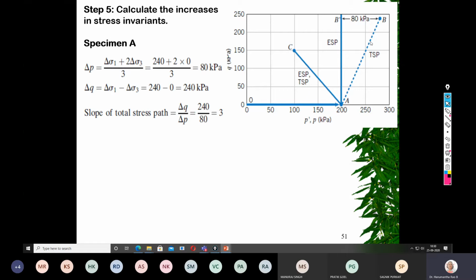The slope of this line is 3. But this is 240, another increment is 80. So initially you are at the 200 kilopascals condition. So already you applied 200, so the additional is 80. So 200 plus 80, 280, that is the net delta P, and delta Q is 240. So this is the point.